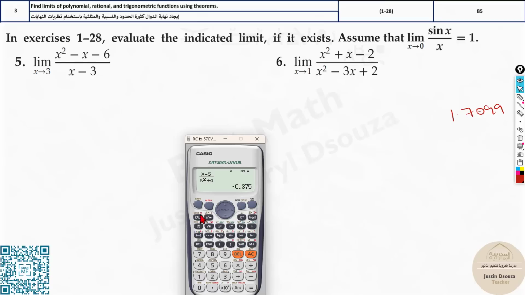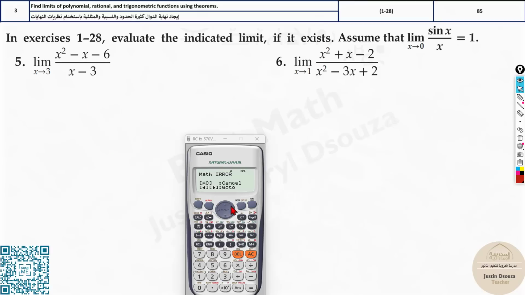Now let me try solving this one. You have to write this out as it is, that is x squared minus, again, x minus 6 divided by, what do we have over here? X minus 3. Now, if I type calc and let me type in 3, what is the answer? It's a math error. We cannot solve this. Why? Because in the denominator, when you apply x of 3, it becomes 0. And whenever the denominator is 0, it's undefined. So this is a problem, right?